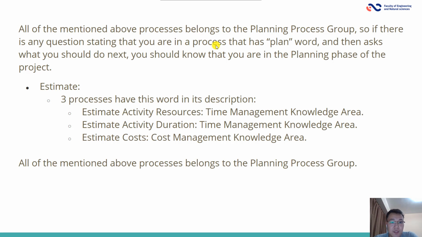Estimate. 3 processes have this word in their description. So, estimate activity resources, estimate activity duration, estimate costs. All of the processes mentioned above belong to the planning process group.